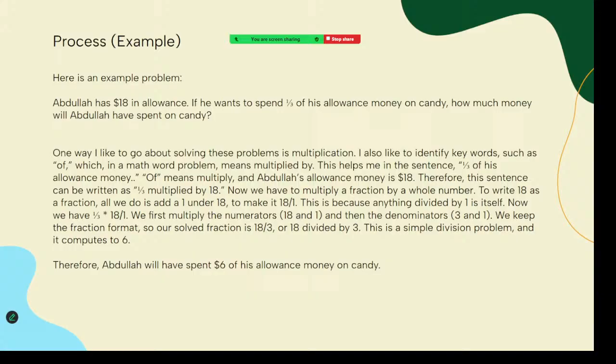We first multiplied the numerators, 18 and 1, and then the denominators, 3 and 1. We keep the fraction format. So our solved fraction is 18 because of 18 times 1 divided by 3 because of 3 times 1. This can also be written as 18 divided by 3. This is a very simple division problem, and it computes to 6. Therefore, Abdullah will have spent $6 of his allowance money on candy.